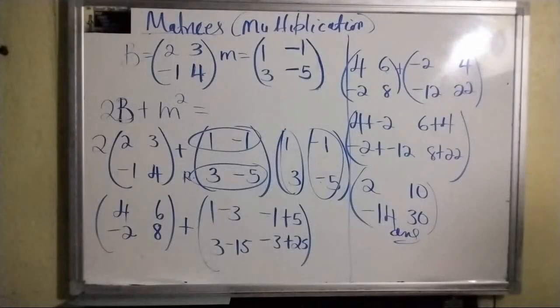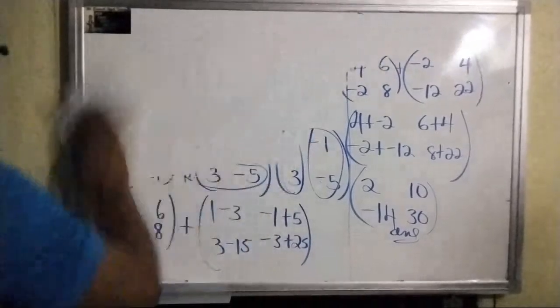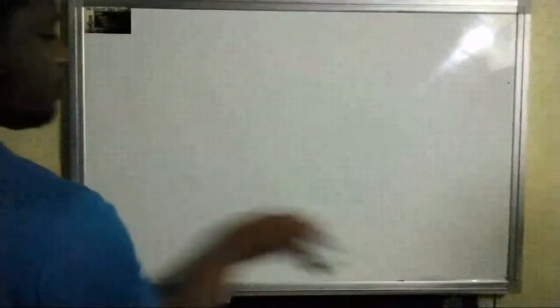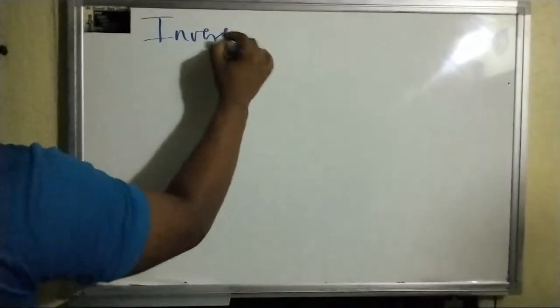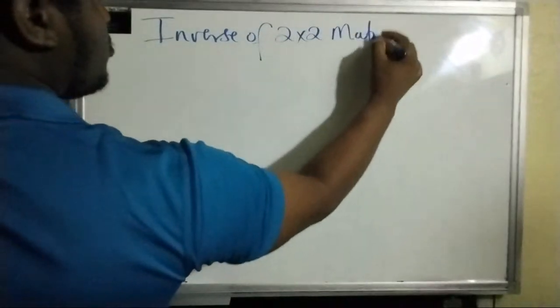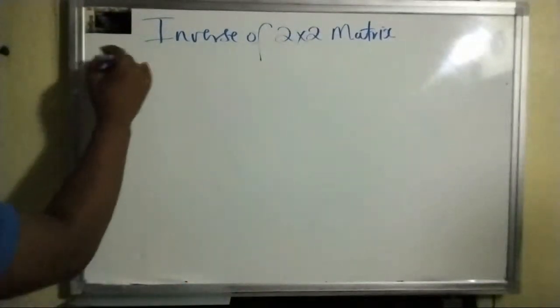Alright, so just add up inverse of a 2 by 2 matrix. If you don't learn it yet, you don't need to worry. You learn it today. Fully understand it too. So you're going to learn how to do inverse of a 2 by 2 matrix.